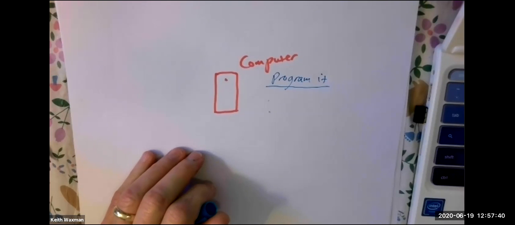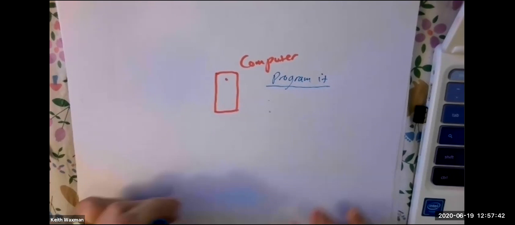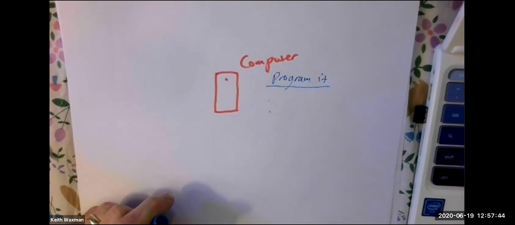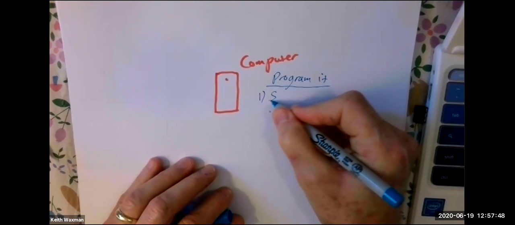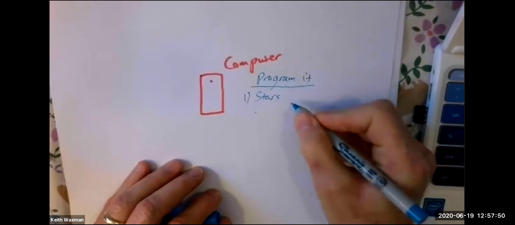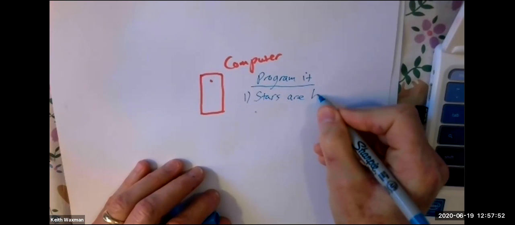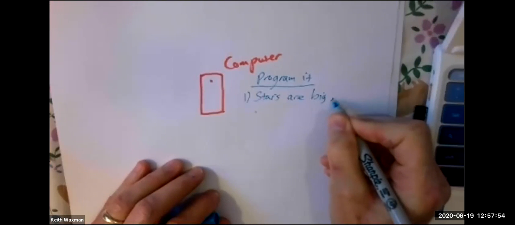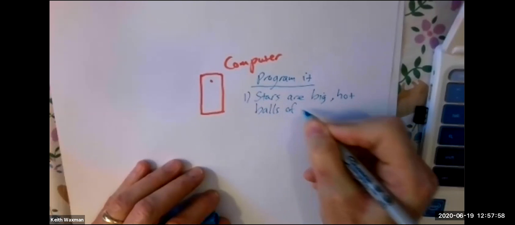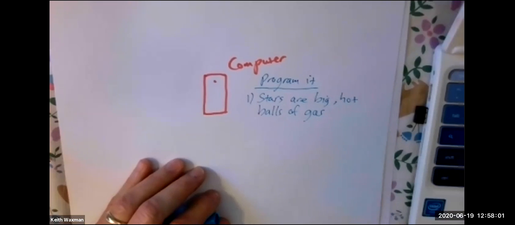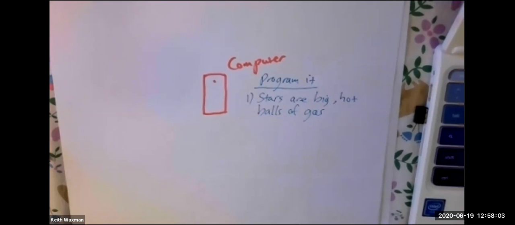And so what are we going to program it with? If we want it to tell us how stars evolve, it better know what a star is first. So number one, we have to tell it that stars are what? Big, hot balls of gas. All right, computer, stars are big hot balls of gas.